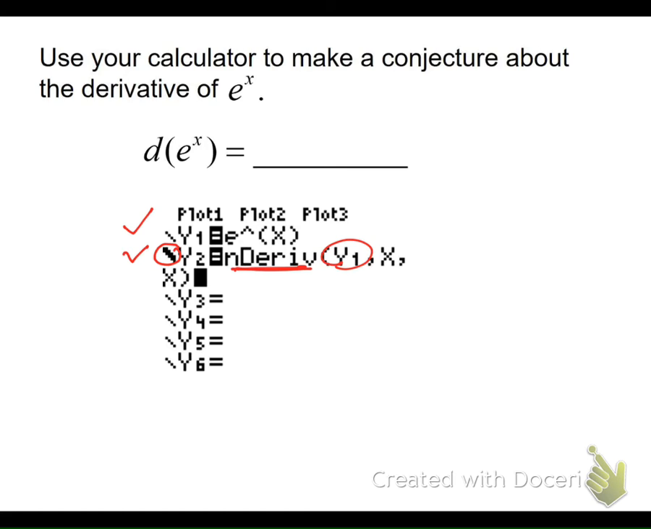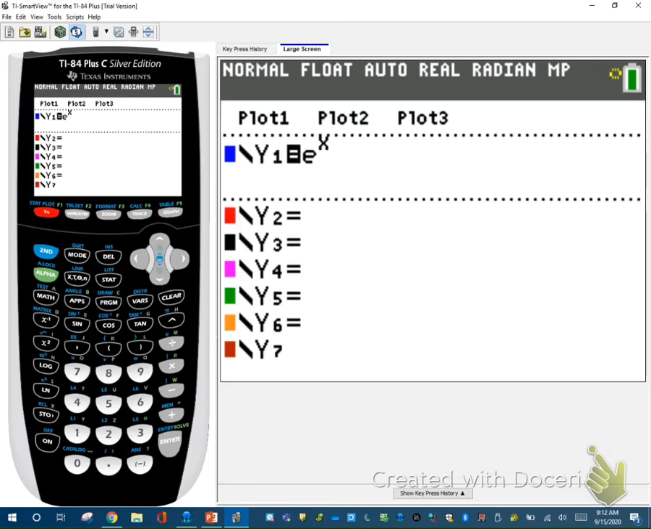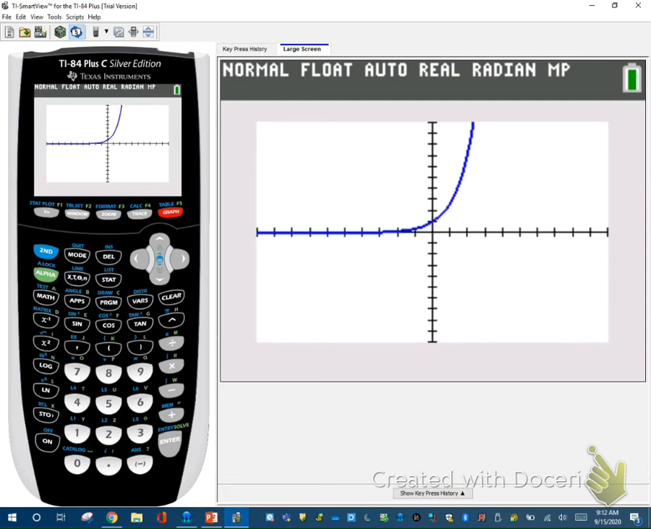So we're going to have 2 graphs. The first graph is e to the x. The second graph is the derivative of e to the x. So here's the graph of e to the x. In my y equals, I just typed in the e to the x part. So that's just the graph of e to the x right now. Exponential growth, you know and love it.